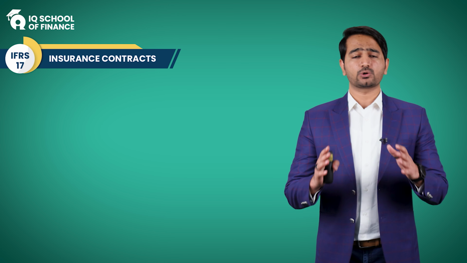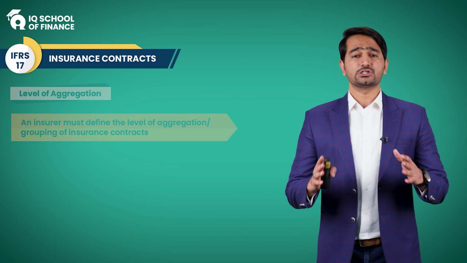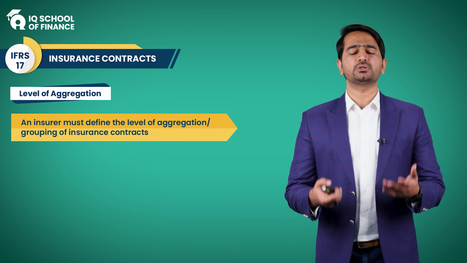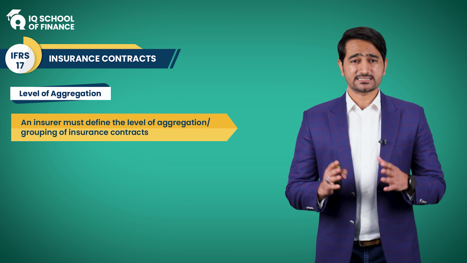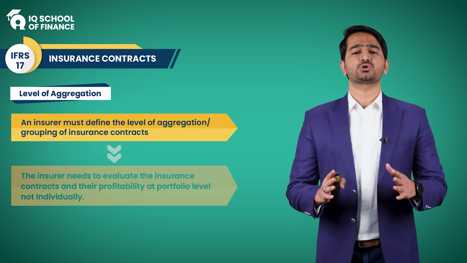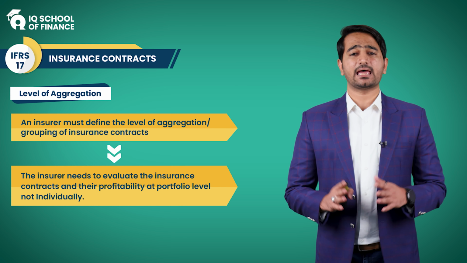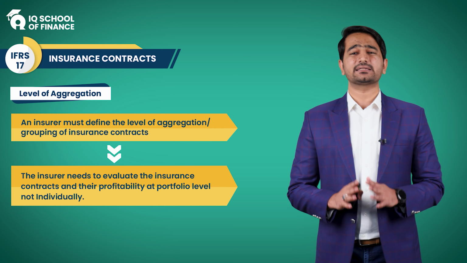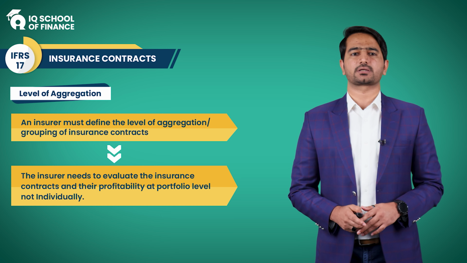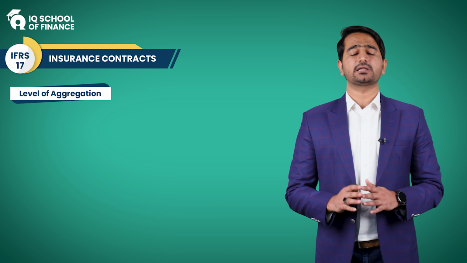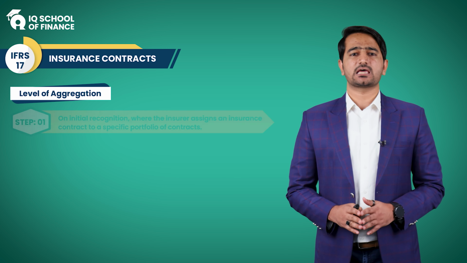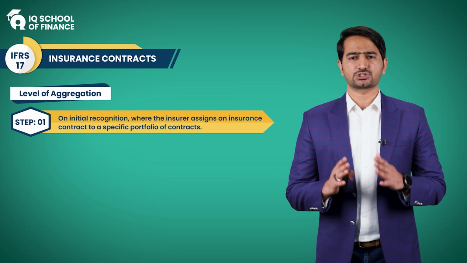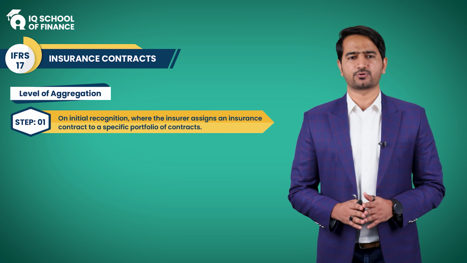Now let's delve into the grouping and aggregation. An insurer must define the level of aggregation of the insurance contracts, or how to group the insurance contracts. Why is this important? It is because the insurer needs to evaluate the insurance contracts and their profitability at portfolio level and on the basis of groups of contracts and not on the basis of individual contracts. This process can be broken down into three steps. The first step occurs upon initial recognition, where the insurer assigns an insurance contract to a specific portfolio of contracts.